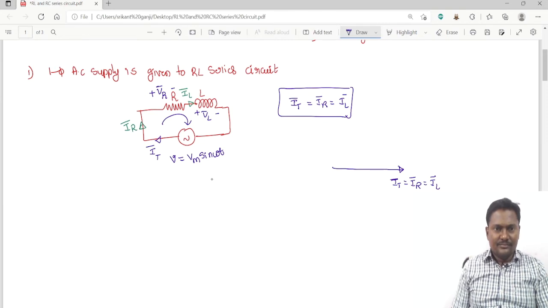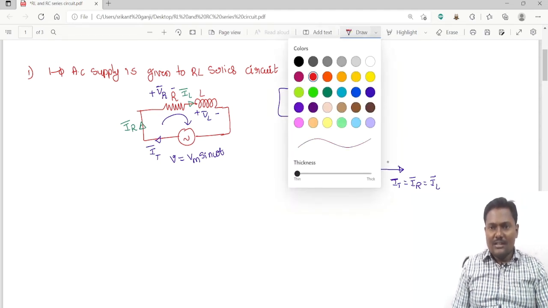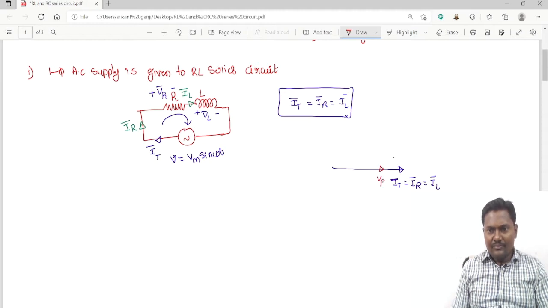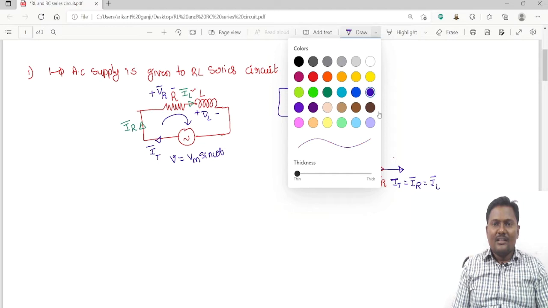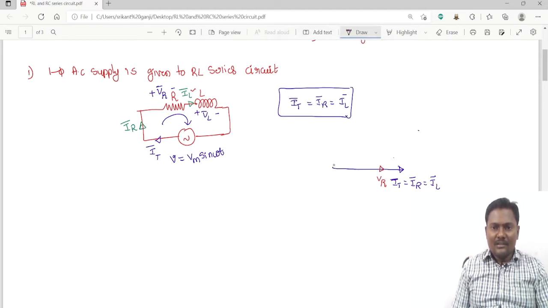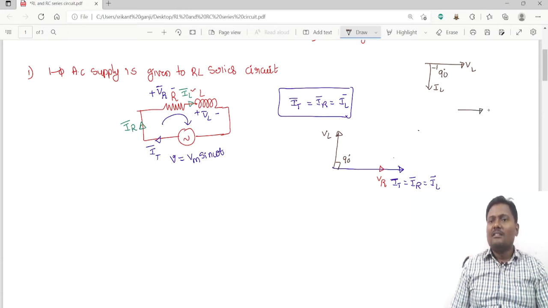As per our requirement, the voltage equation is there and the current is also defined. With respect to the resistive current, the voltage V_R is the in-phase component. With respect to the inductive current, the voltage across the inductor, V_L, is leading. Always the inductive current is lagging: with respect to V_L, I_L is lagging by 90 degrees. If I take the inductive current as the reference, V_L is leading.